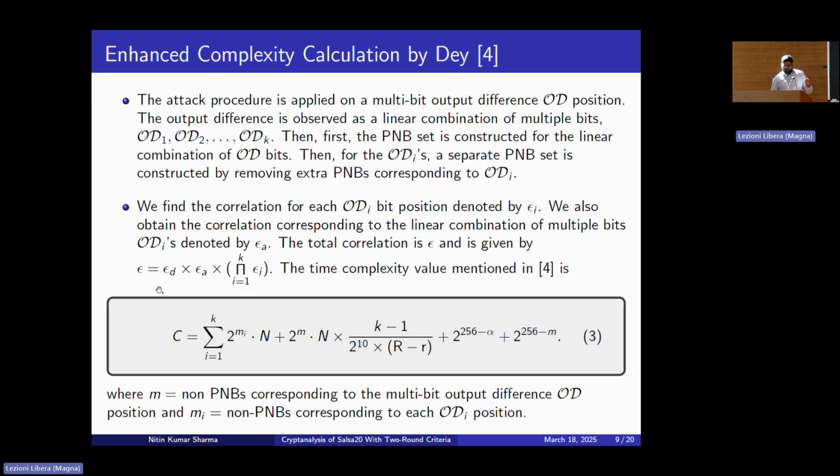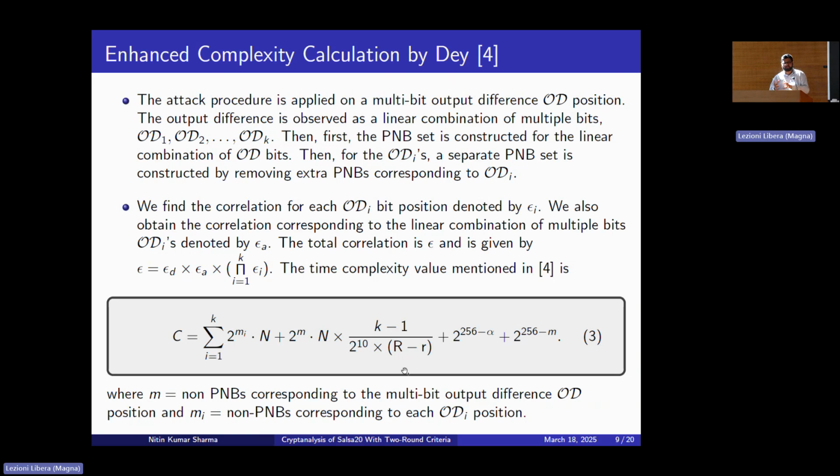Earlier, the formula of epsilon was epsilon D into epsilon A. Epsilon D, I mentioned, is the forward round or forward bias, the differential bias. This was backward bias that was obtained only for XOR value. This epsilon I is the correlation or bias value for each OD bit position that we obtain. In this formulation, small m indicates the non-PNB bits corresponding to the XOR value. Mi corresponds to non-PNB for each OD position. K is the number of OD position, and R minus r is the reverse round.